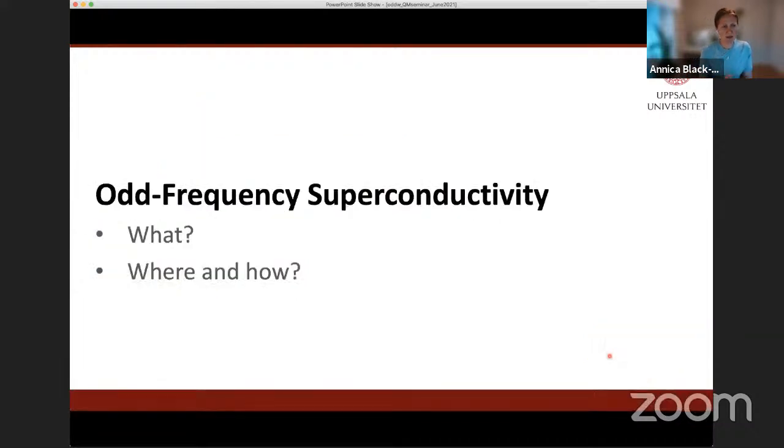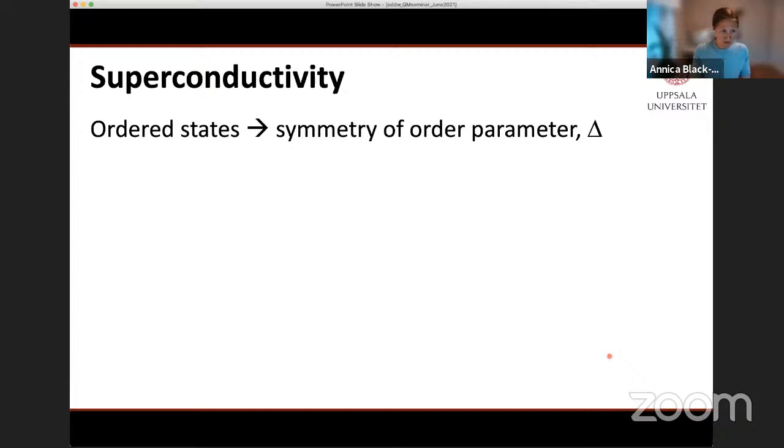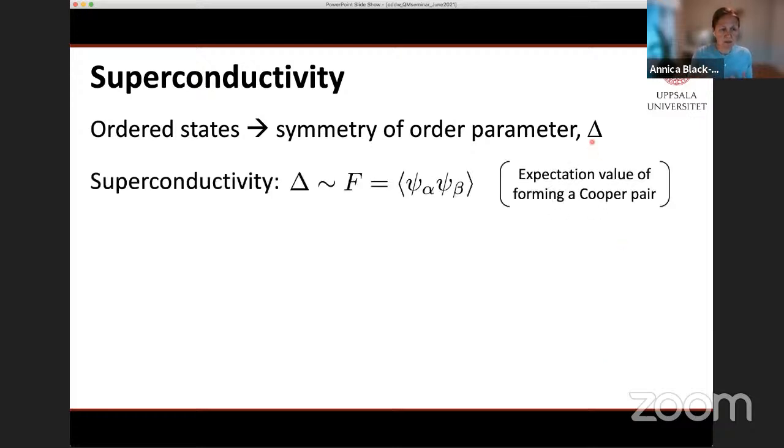Okay, so with that, let's start with a brief introduction. What is odd frequency superconductivity, and where and how do we find it? Well, superconductivity is, as with any other ordered state, determined, or you get the properties of it, by looking primarily at the symmetry of the order parameter, called the order parameter delta. The order parameter for superconductivity is essentially the expectation value of forming a Cooper pair. So you take the creation and annihilation operators of two electrons, which have some quantum numbers alpha and beta, and you form a pair like this. So the symmetry of the Cooper pair is going to determine the symmetry of the order parameter.